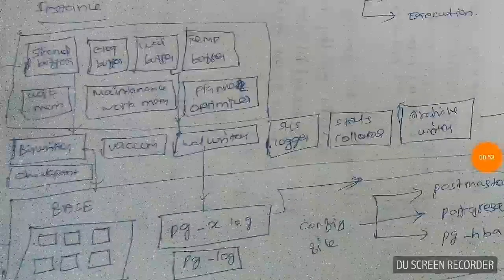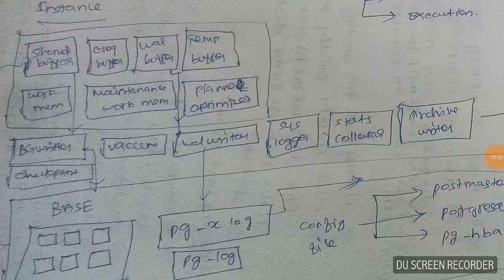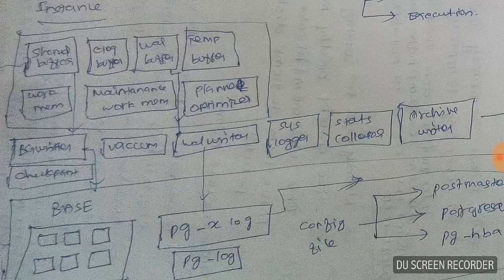In the instance, first of all, the components are shared buffer, CLOG buffer, WAL buffer, temp buffer, work mem area, and maintenance work mem. After that, there is the planner and optimizer. And the background processes are BG writer, vacuum, WAL writer, syslogger, stats collector, archiver, and checkpoint. These are the background processes.